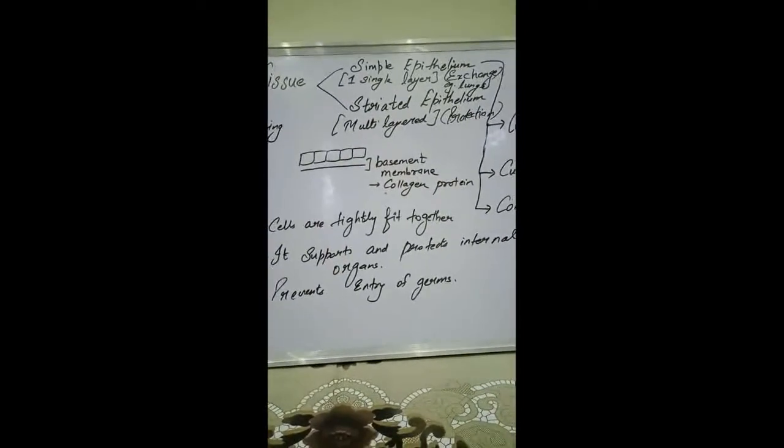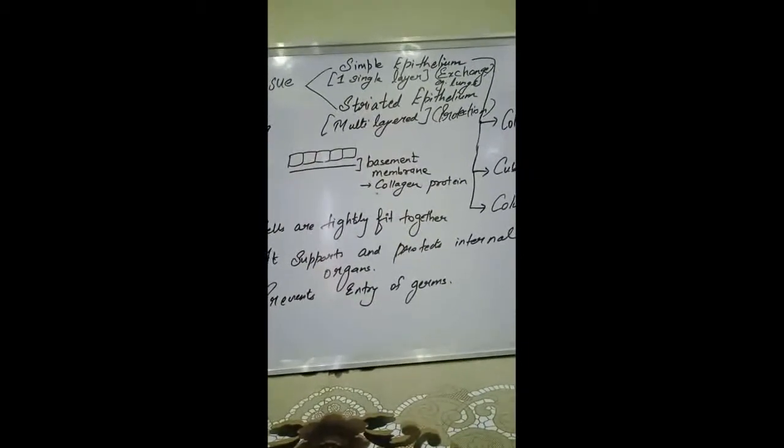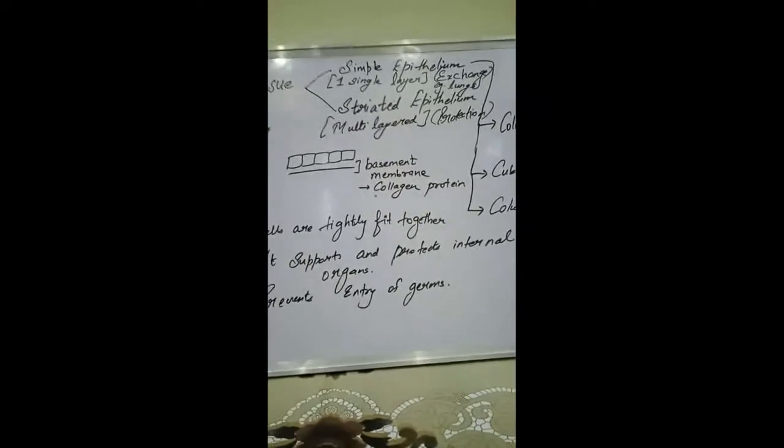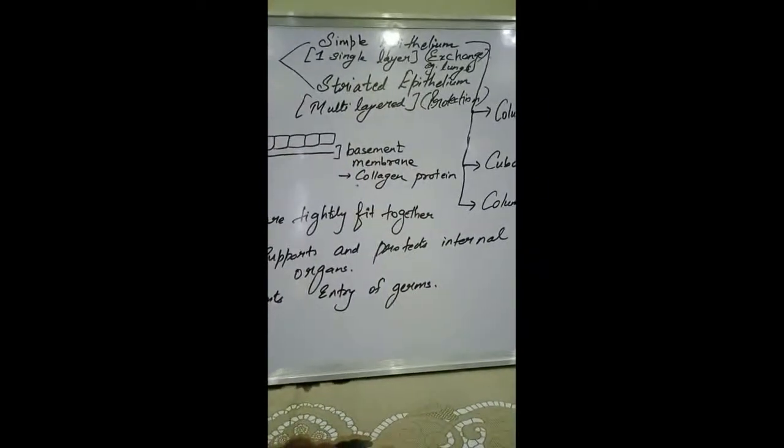What are the types of epithelial tissue? Epithelial tissue is divided into two categories, that is simple epithelium and striated epithelium. What is simple epithelium? That is single layered, only one single layer is present, and it is present in those places where exchange takes place, exchange of gases, for example the lungs.